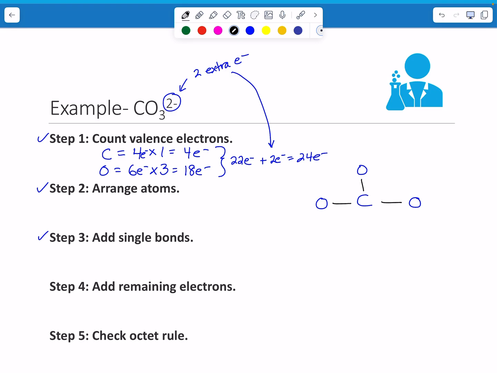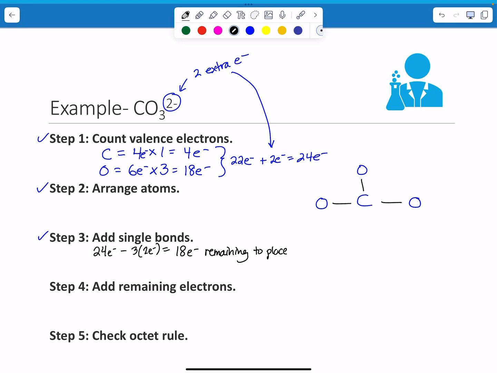How many electrons do we have left after adding 3 bonds? So we had 24 to start with, and we've done 3 bonds. That's 3 bonds times 2 electrons apiece, so that's 6. So that means we've got 18 electrons remaining to place.